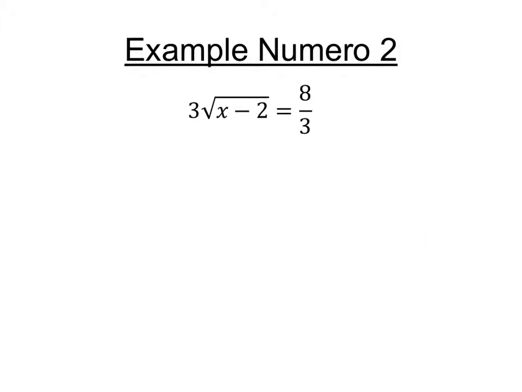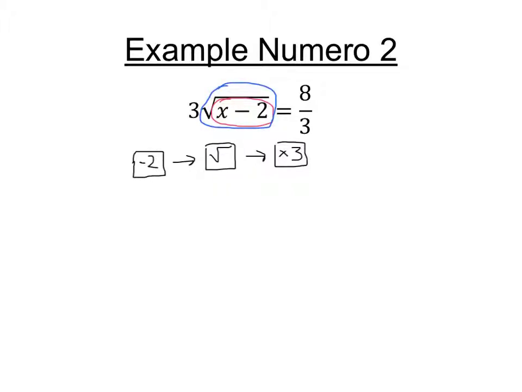For this second example, it's your turn. Stop. You want to make a chain for all of the operations that are happening to the x. Did you get this as your chain? I sure hope you did. What we did first was we subtracted 2. Next, we took the square root. Then we multiplied by 3.